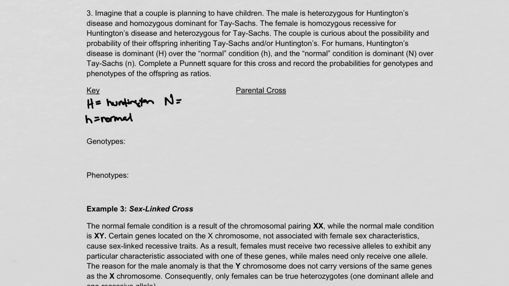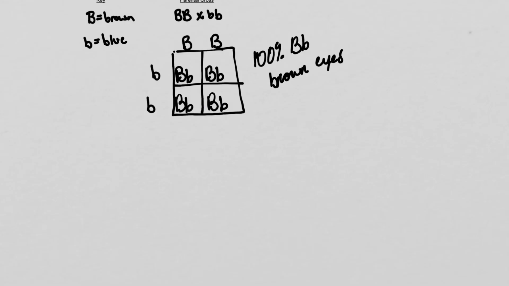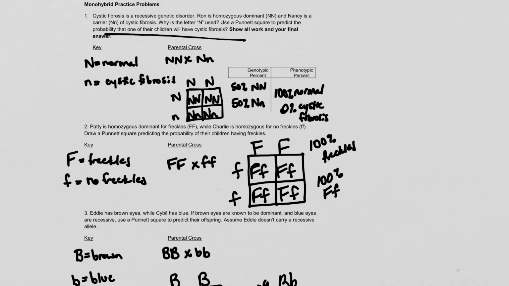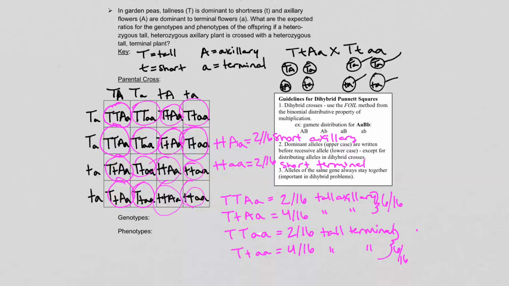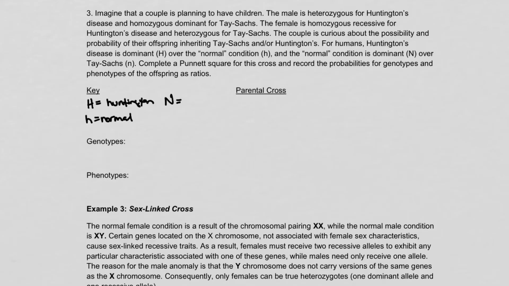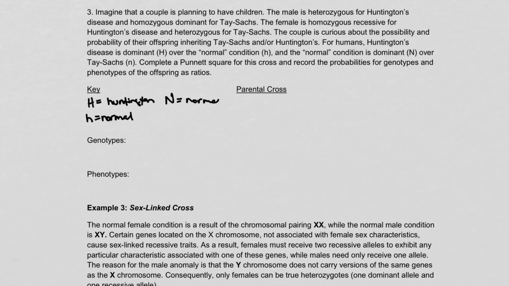So, oh, you know what? Let me go back. It asked here why N was being used. It isn't because of the C's getting confused. It's because the N is normal. Huh. I actually didn't think about that until now. So that way you know that the normal is dominant. I will not be putting that on a test since clearly I can't remember myself. Okay, and then the small n would be Tay-Sachs.